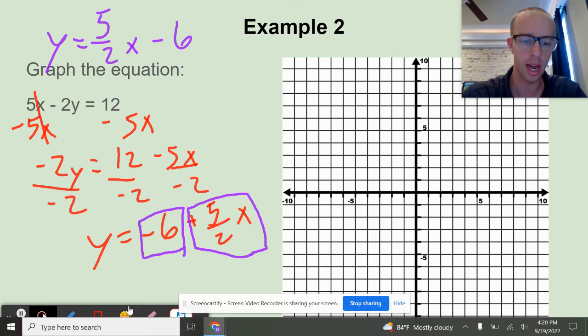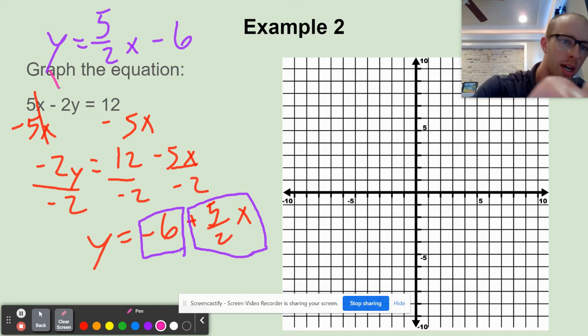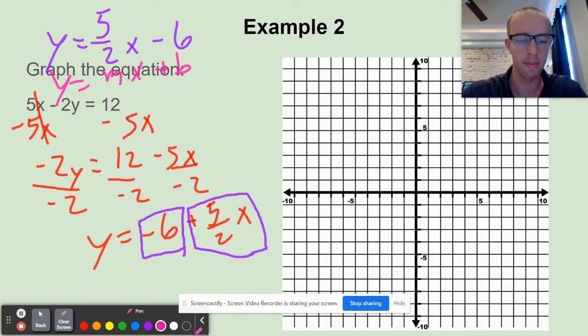So I'm going to start at my y-intercept, right? This is y equals mx plus b. I'm going to start at my minus 6. Put my first point here at minus 6.